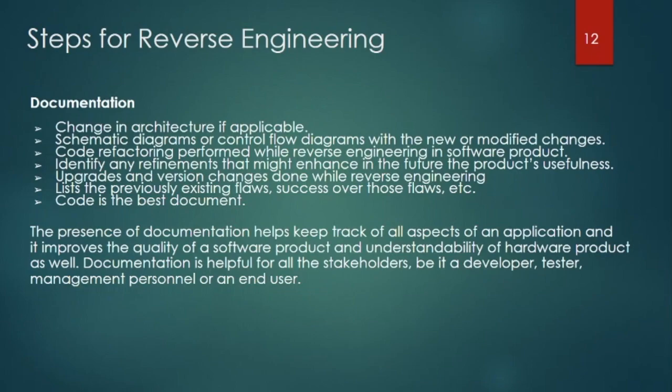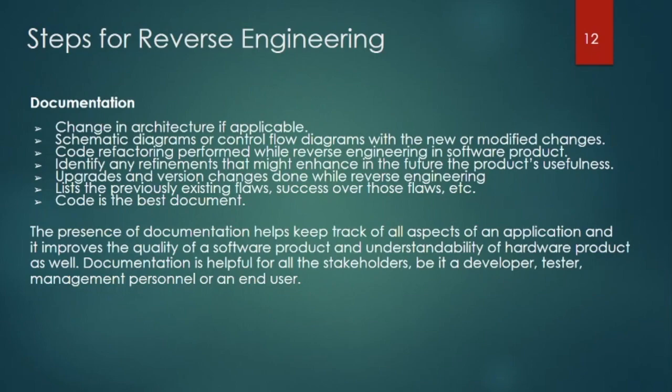You may include changes in architecture, semantic diagrams, control flow diagrams, changes made to the existing code, refinements that might enhance the product, upgrades and version changes done while reverse engineering, listing the previous existing flaws, success over those flaws, and so on. Documentation may not include all the details but should be able to highlight all the changes being made. However, the best document is the code itself.